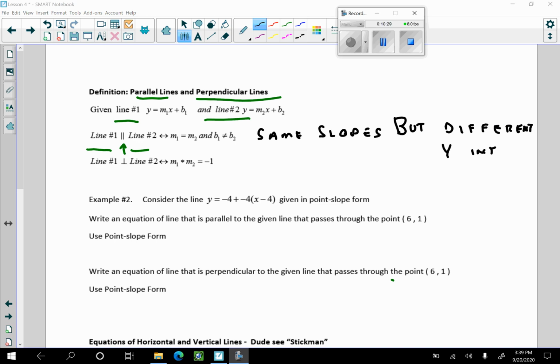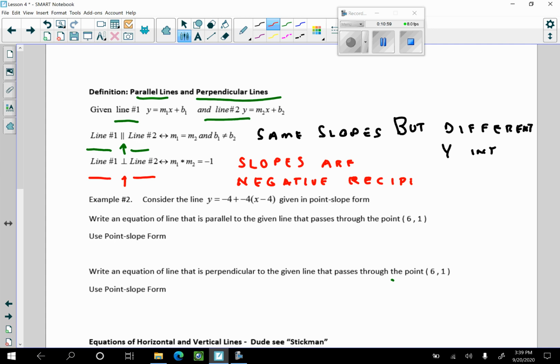And now I've got this symbol right here that means perpendicular. Line 1 is perpendicular to line 2 if m sub 1 times m sub 2 is negative 1, if the product of their slopes is negative 1, or if their slopes, as you've heard your Algebra 1 teachers say, are negative reciprocals.